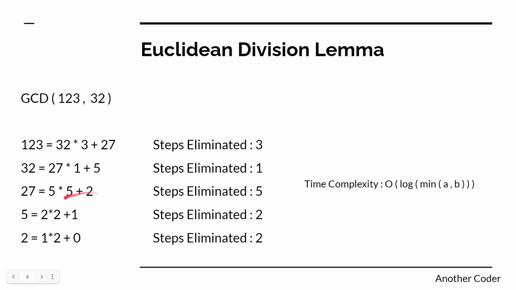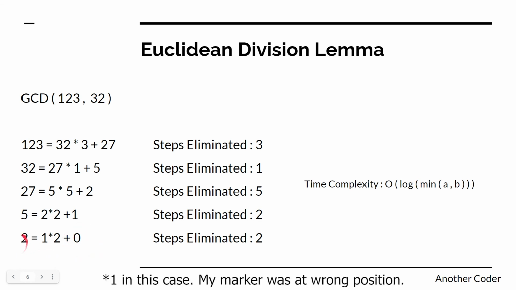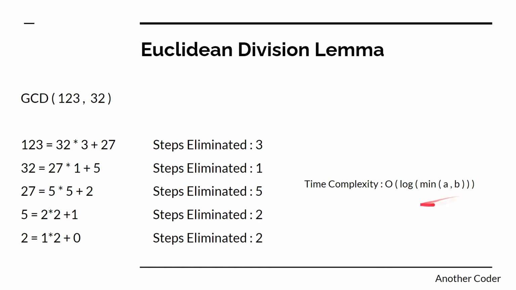On the 5th step you will get the same result. Here you can skip 1 step. On the 2nd step you will get the same result. Here you can skip 1 step. On the 2nd step you will get the same result as we are getting here. So once the remainder is 0, the remaining number A would be our GCD. So in this case the time complexity reduces to log of minimum of A, B. So we'll see the code for this particular approach, and this is what the Euclidean division algorithm is about.